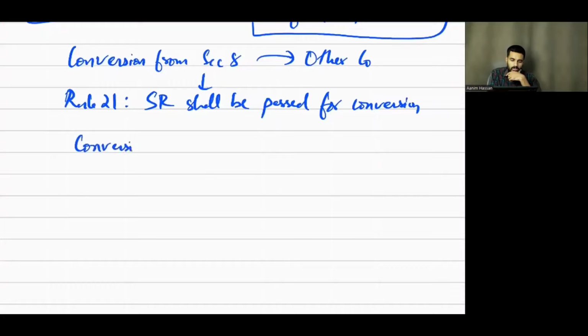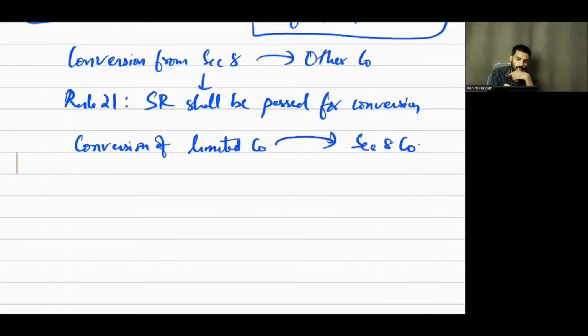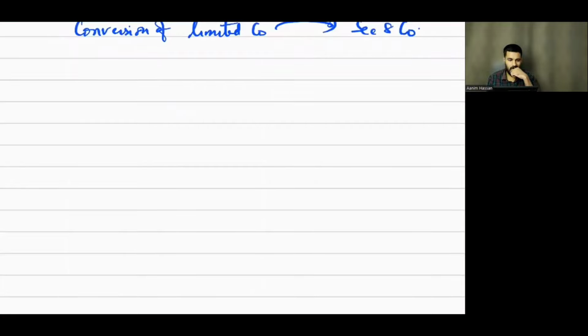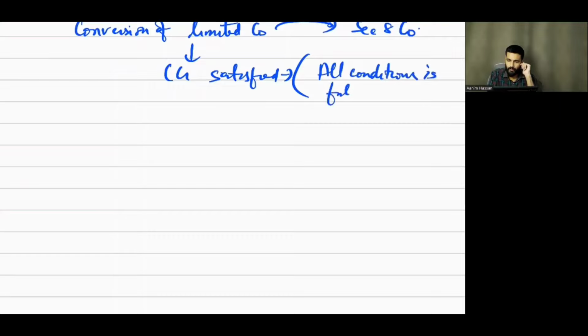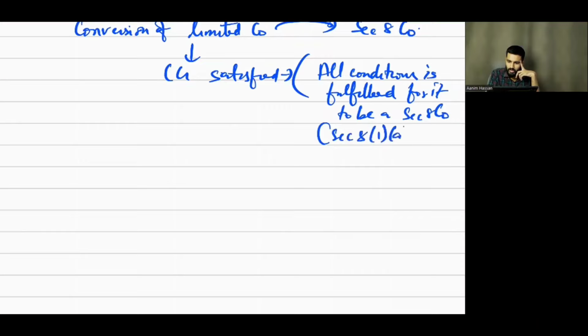So what about conversion of a limited company to a Section 8 company? How does this happen? Where CG is satisfied that all conditions are fulfilled for it to be a Section 8 company. What are those conditions? Those mentioned in Section 8, subsection 1, clause A, clause B, and clause C.